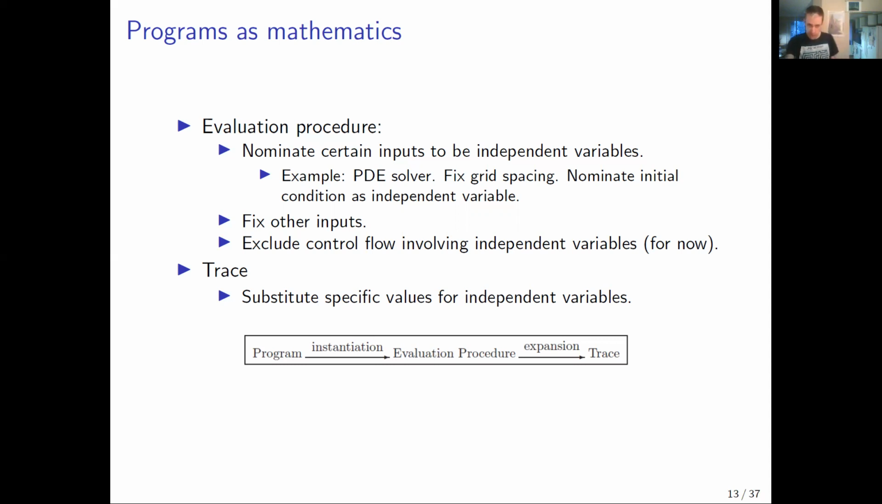Okay, so that's what an evaluation procedure is. So we start with a program, we nominate our independent variables, which gives us an evaluation procedure. And then the last step, before the actual automatic differentiation, is transforming the evaluation procedure to the trace. When you transform an evaluation procedure to the trace, it just amounts to substituting specific values for the independent variables. Okay, so this is the model of computer evaluated functions Griewank and Walther use.